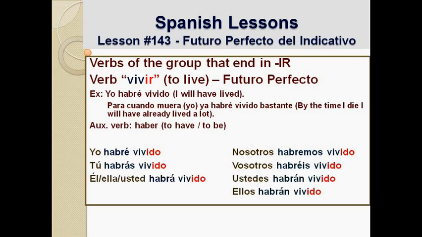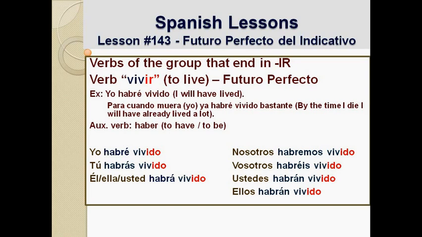Yo habré vivido, for I will have lived. Tú habrás vivido. You will have lived. Él habrá vivido. He will have lived. Or ella habrá vivido. She will have lived. Or usted habrá vivido. You will have lived. You, the formal you.